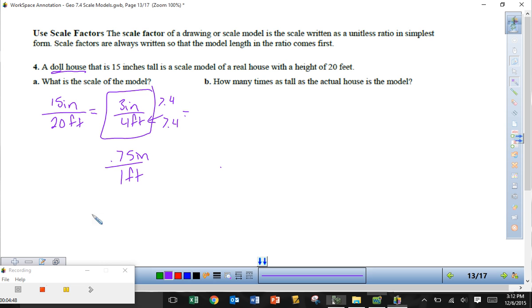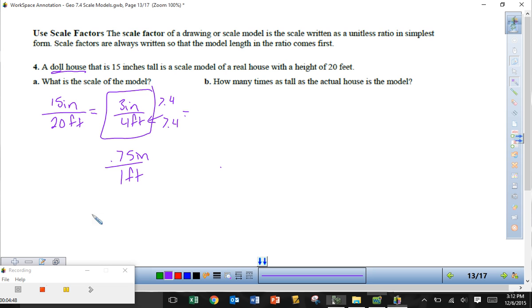Okay, now we want to decide how many times as tall as the actual house is the model. Okay, so in this case, let's look at it. Which one is going to be taller, the house or the model? Okay, if you think that through, obviously our model is going to be smaller. So how many times as tall as the actual house is the model? This number is going to be some sort of fraction because it's not as tall as our actual house.